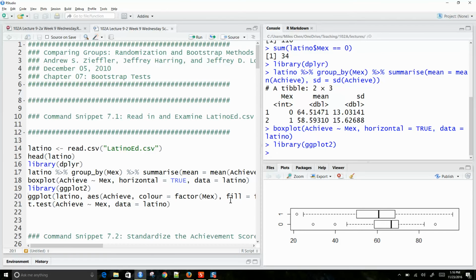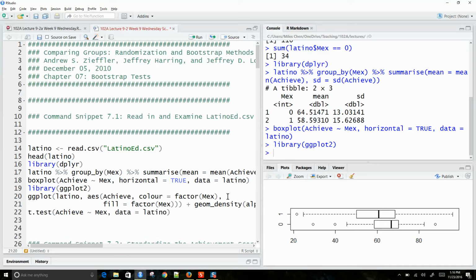So for ggplot, let me just show you the commands I'm using. I'm taking the dataset Latino, and I'm doing an aesthetic mapping, okay? Because what I want to do is a density, I'm not going to map the achievement to an aesthetic attribute, but I will say this is the aesthetic I want to draw, okay? And we will set one of the aesthetics to be the color and the fill of our chart, okay? And the way Mexico, or whether the person is from Mexico or not, is stored, it's stored as an integer, so we have to turn this into a factor.